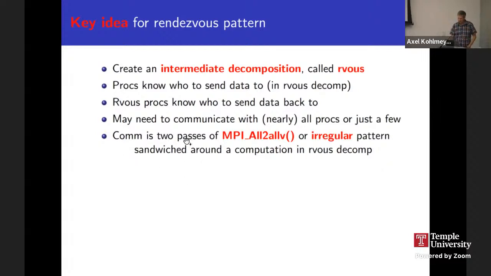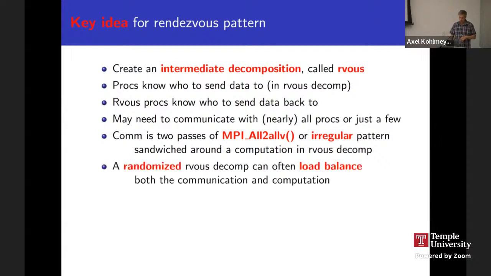And the communication, as you're going to see, is really two passes. If it's really all the processors, you would use MPI all-to-all calls, which are nicely packaged up. But if it's each one sending to just a few, then we can maybe use our irregular pattern. Now we know who to send to in that decomposition. We can invert that, set up the irregular communication, and get it back. And that's going to be sandwiched around a computation that gets done by all the processors in this rendezvous decomposition.